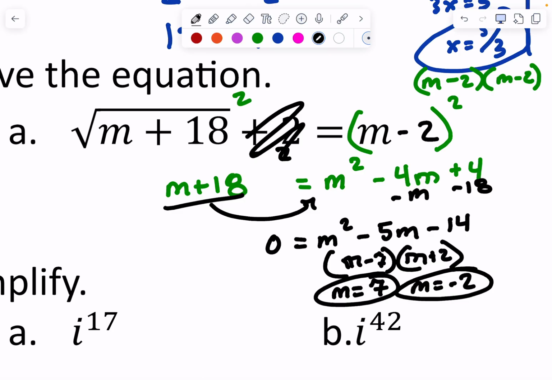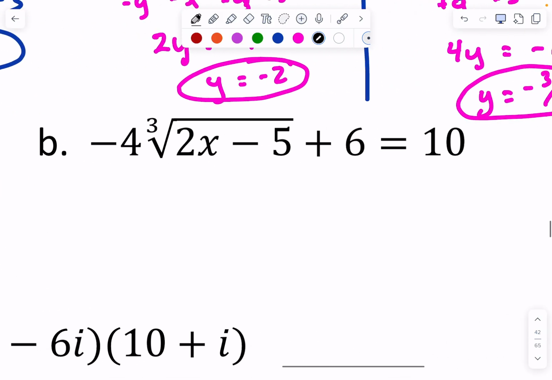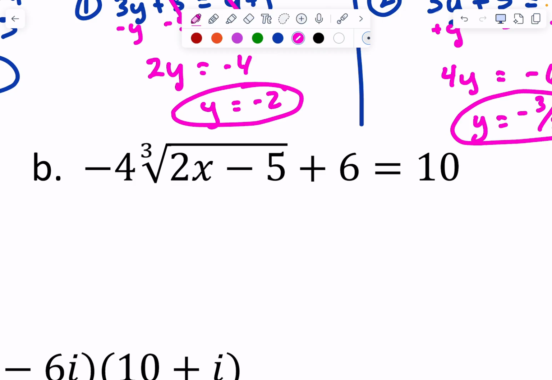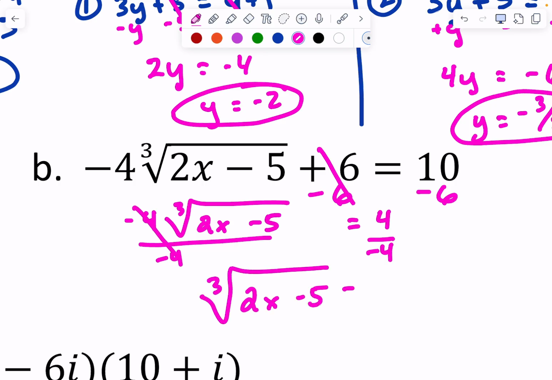My head hurts. Now this one is actually not that bad, I don't think. What should we move first? Subtract the 6 over. Minus 6, minus 6. Oh, it has a part B in it. Equals 4. Divide by negative 4. The cubic root of 2x minus 5 equals negative 1.